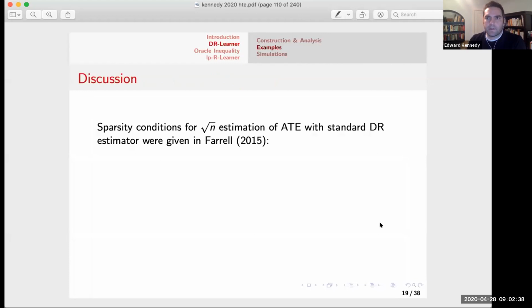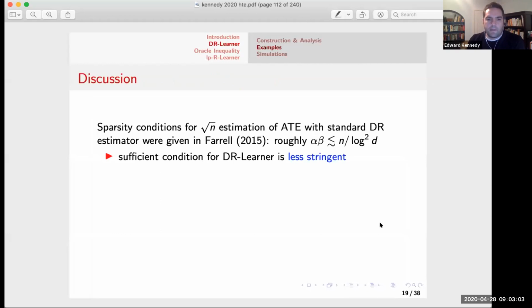Again, it's interesting to compare this to the ATE case, the standard doubly robust estimator. The sufficient conditions for root n consistent estimation in that setup, which is like the oracle, were given in this 2015 paper by Max Farrell, and they're basically of the form that the product of the sparsities has to be less than n over log squared d. And so again, we see the same phenomenon: the sufficient condition in this case for this DR learner approach is less stringent.